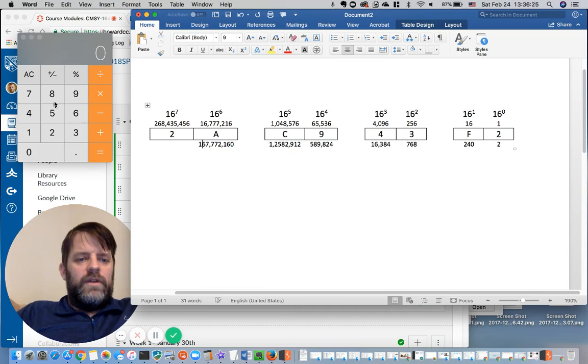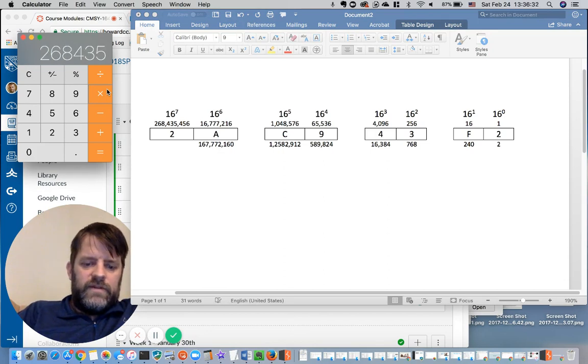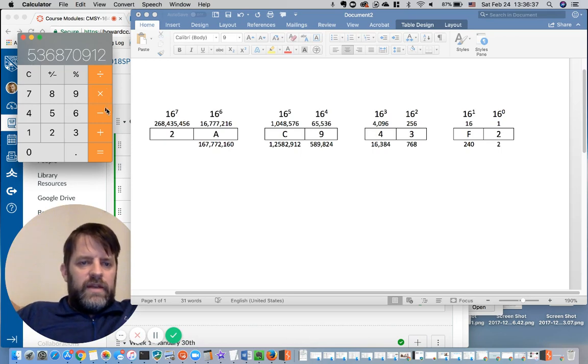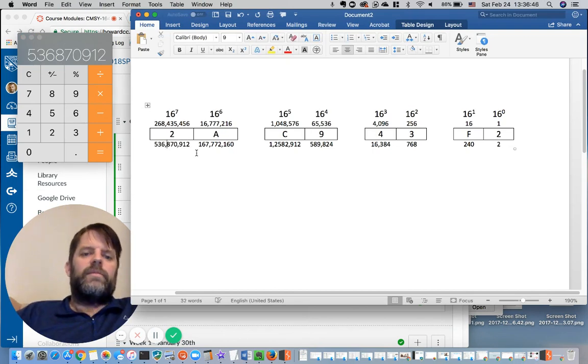And then here it's 2 times 268,435,456. And the answer is, and I'm going to just copy and paste this one again, then put in the commas. I like the commas. It makes it easier to see what we're dealing with. All right, so that is all the values of each place. So this is the value in the place. This is the value of that place. So you multiply them together.